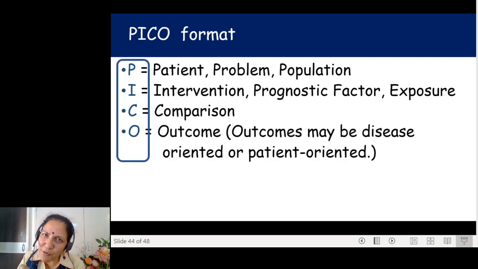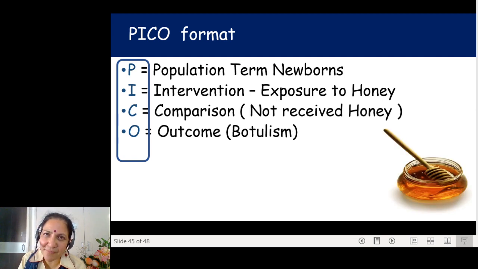So how do we put it in a format? Any clinical query or a question can be put according to the EBM, the Center for Evidence-Based Medicine, into a PICO format. P stands for a patient or a population, I is for intervention or even an exposure, C for comparison, and O for outcome. The outcomes can be disease-oriented or patient-oriented.